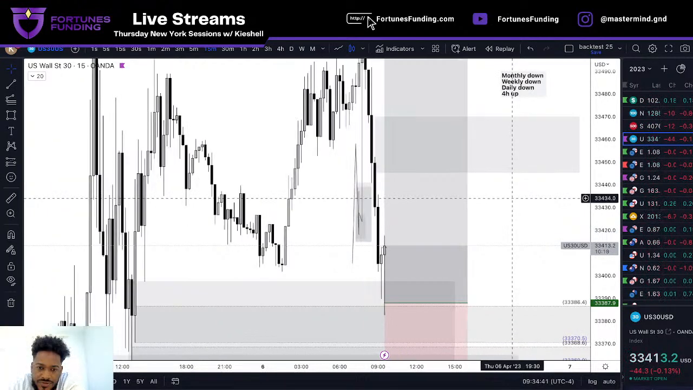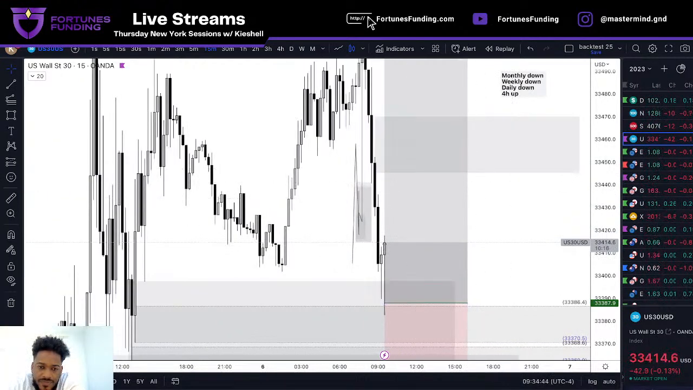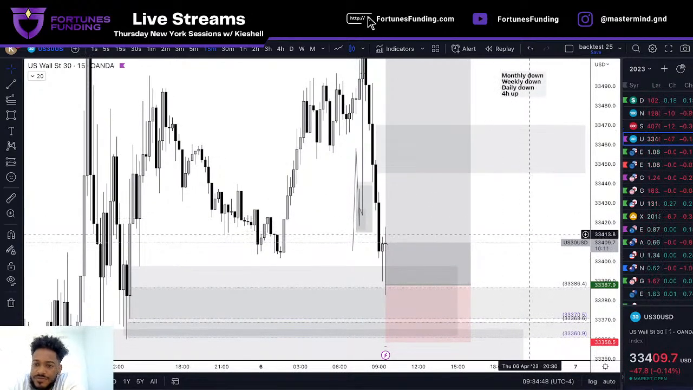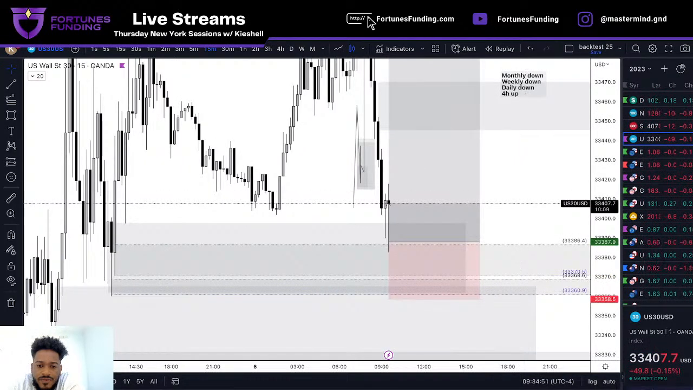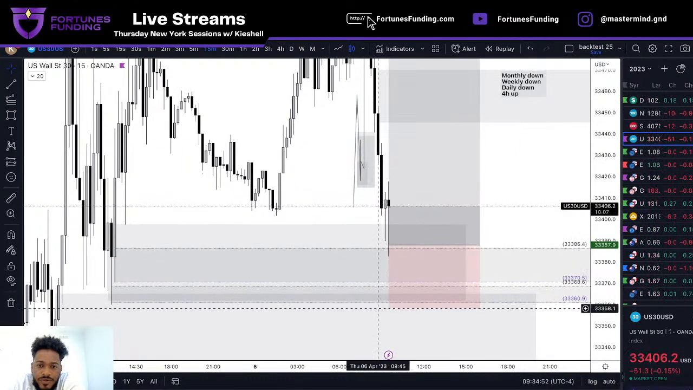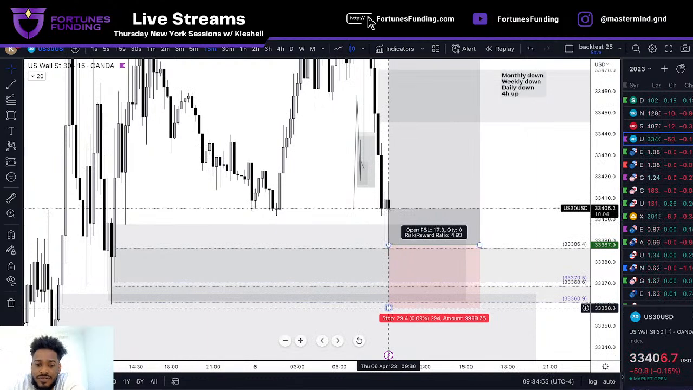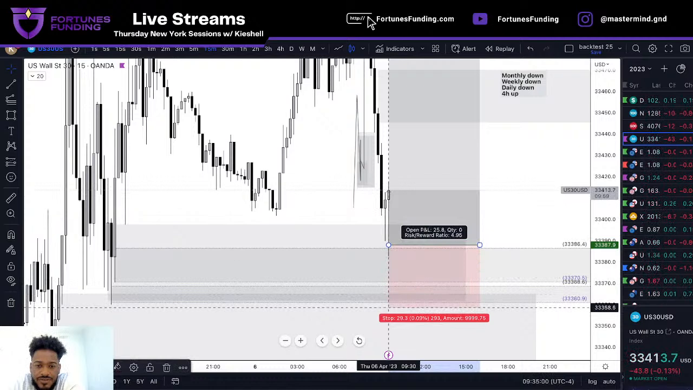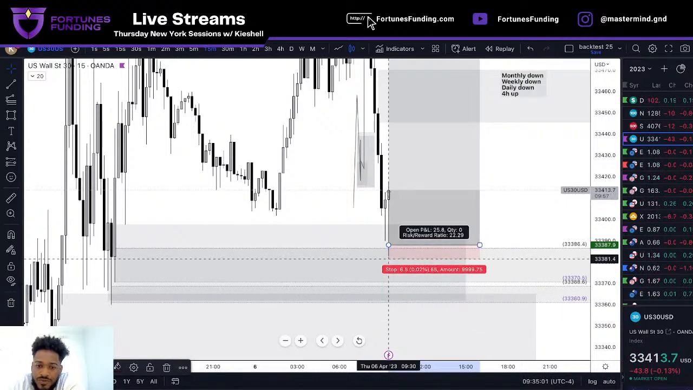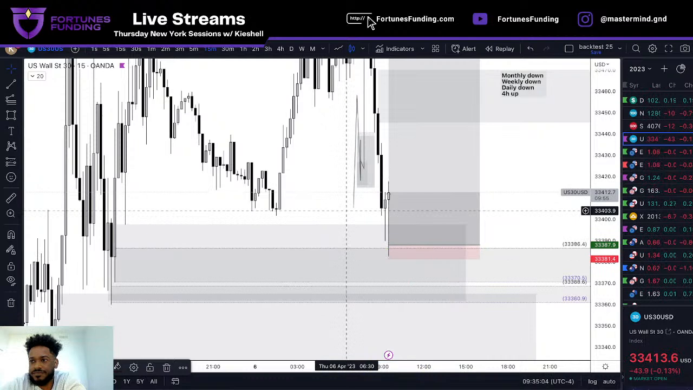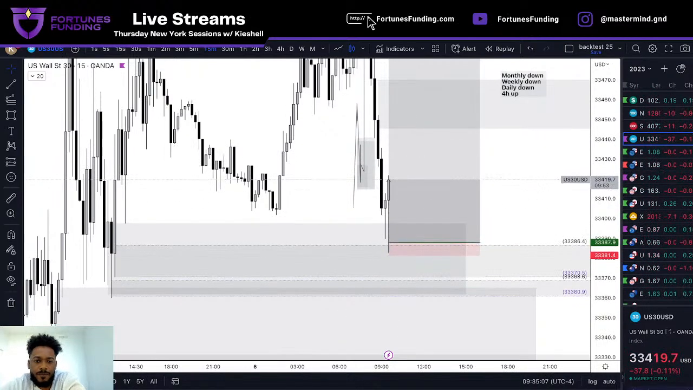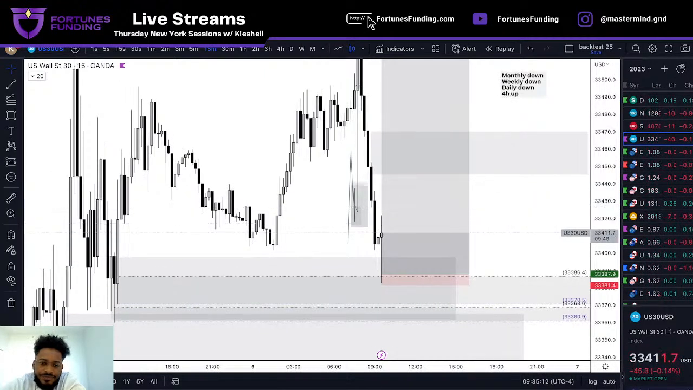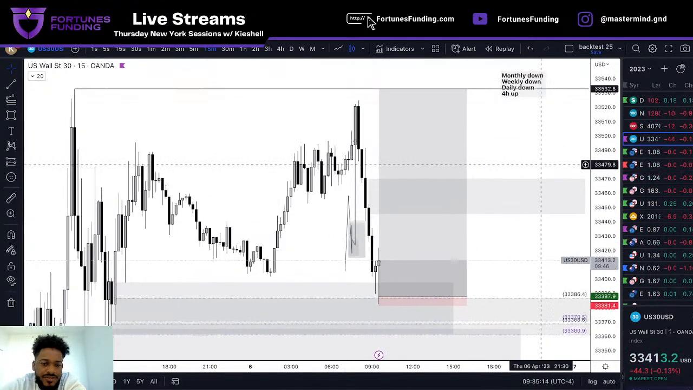So for this US 30, I want to go break even as soon as possible. So I'm going to lower my risk. I'm going to take my risk from this to this, basically below the low of this candle, just because it's not my typical trading setup.